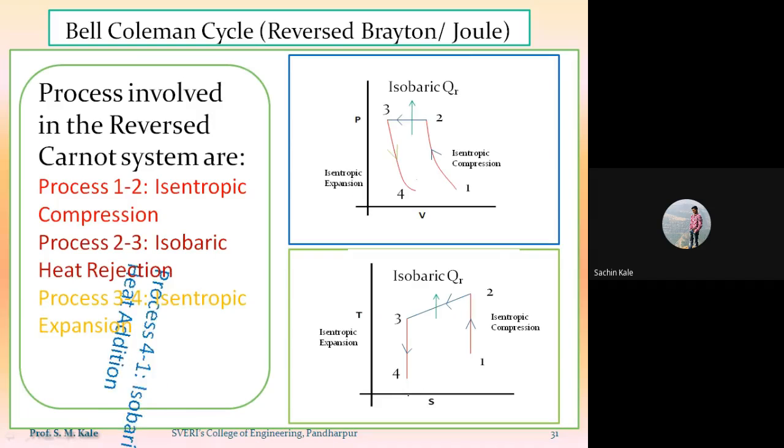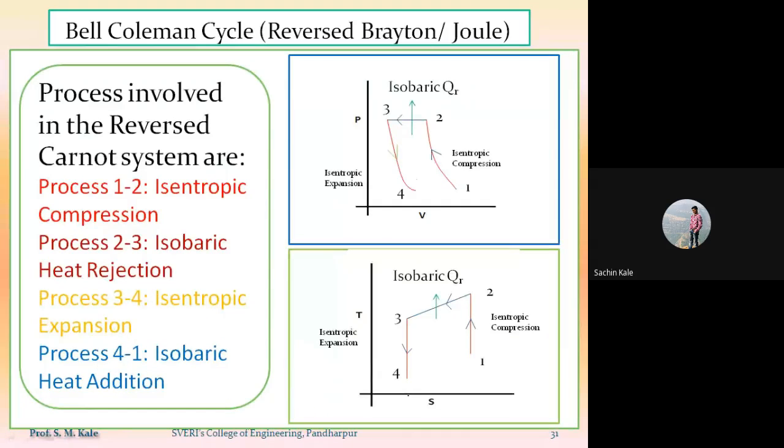Now the 4 to 1 process. The 4 to 1 process is nothing but the isobaric heat addition process. For this process, point number 4 will be the initial point and point number 1 will be the final point. What is the meaning of isobaric? Pressure remains constant. So from point number 4, I have to draw the constant pressure line. The constant pressure line on the PV diagram is nothing but a horizontal line.